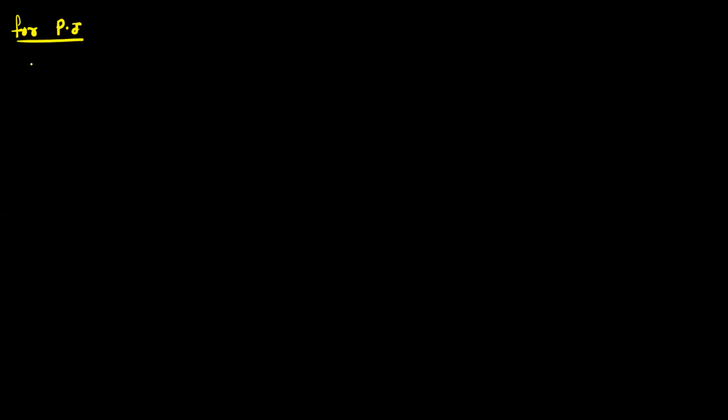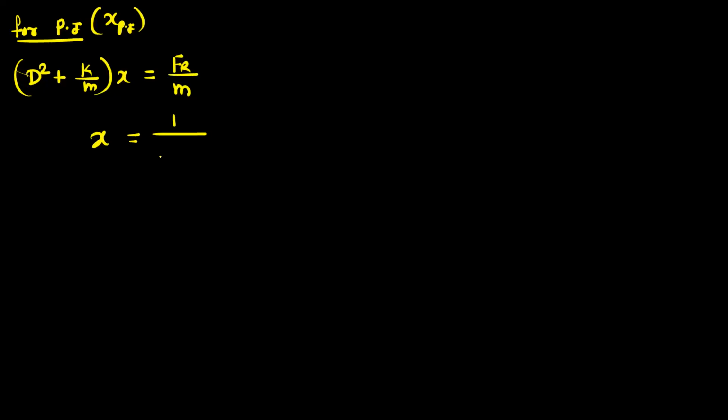So for the particular integral, that is the x PI, take the complete equation (d square plus k by m) into x is equal to Fr upon m. And now write x is equal to 1 upon (d square plus k by m) into Fr upon m. Okay. So now we have to use the standard equations of the D operator method.